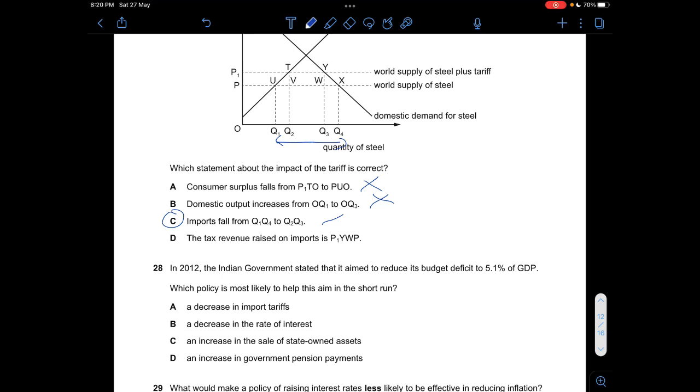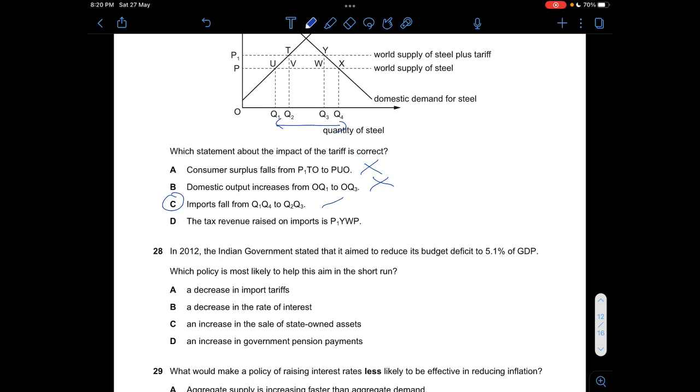in 2012, the Indian government stated that it aimed to reduce its budget deficit to 5.1% of the GDP, and which policy is most likely to help this aim in the short run. So in the short run, to reduce the budget deficit, it will be short-run policies, which will be your fiscal or monetary policy. So A, it says a decrease in import tariffs, which is not correct. B, it says a decrease in the rate of interest, which is not correct, because if you decrease the rate of interest, it will result in more AD. More AD meaning there's more budget deficit.